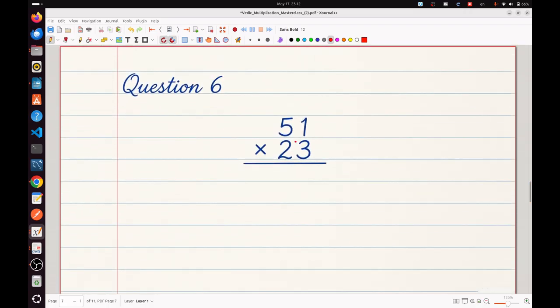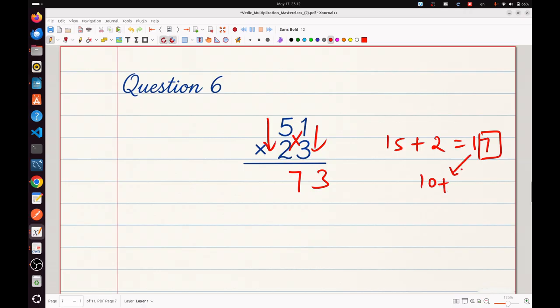Let's see the next question. 1 cross 3, that is 3. 5 into 3, 15, plus 1 into 2, 2. 15 plus 2 will be 17. So this 7 we will take here. Next last step, 5 into 2, 10. 10 we have plus this 1 carry. If you add, what will we get? 11, right? So the answer is 1173.